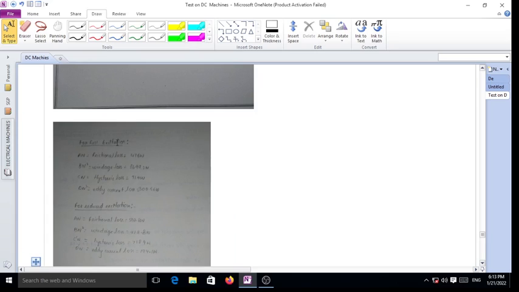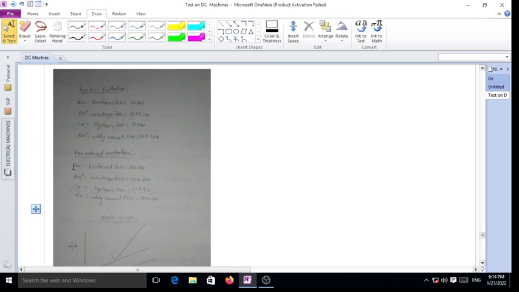So we can see A and B are the friction and windage losses, and for full excitation and reduced excitation we have found them.